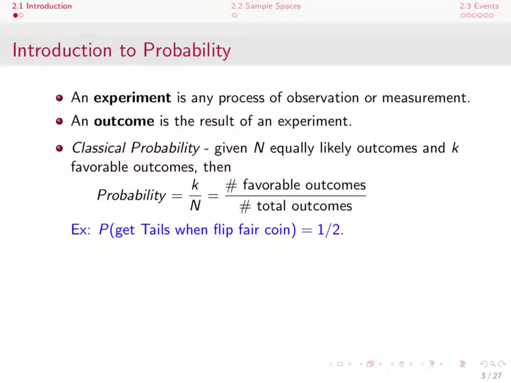So the classic example of this is, say we flip a fair coin. There's two possible outcomes, a head or a tail, but if we're interested in the probability of getting a tail, then there's only one way to do that out of the two total outcomes, so the probability is equal to 1/2.